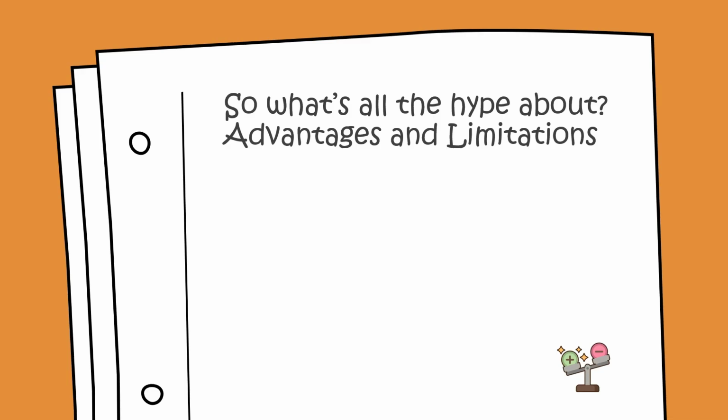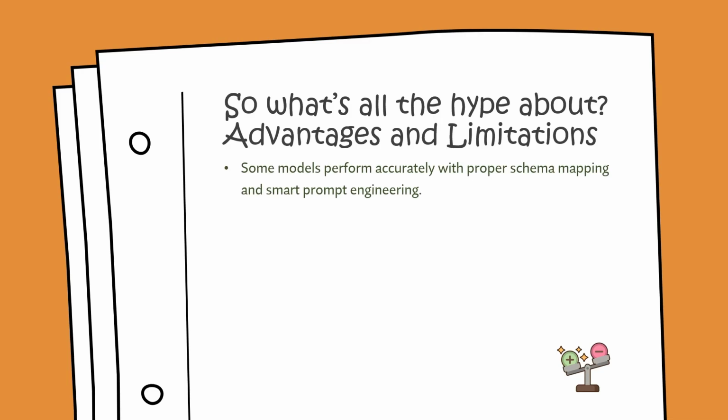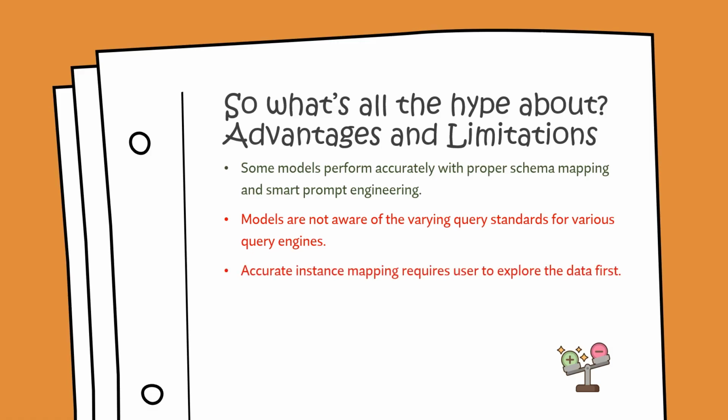Given all the inconsistent results, what is all the hype around the topic? Some better models are able to perform really well with proper schema mapping and better prompts, but models are still not aware of where we are running these queries. For example, the same query which runs successfully on a MySQL server may fail on our Oracle DB server. Accurate instance mappings can be tricky. For example, bachelor's is not the same as bachelor.